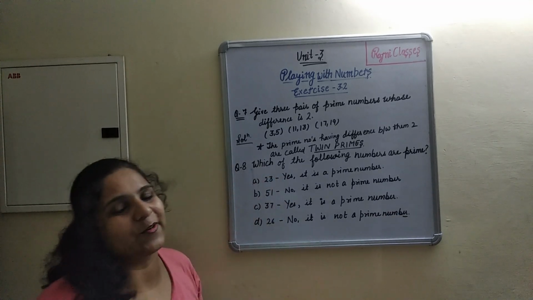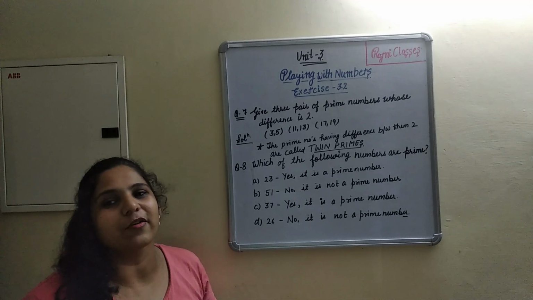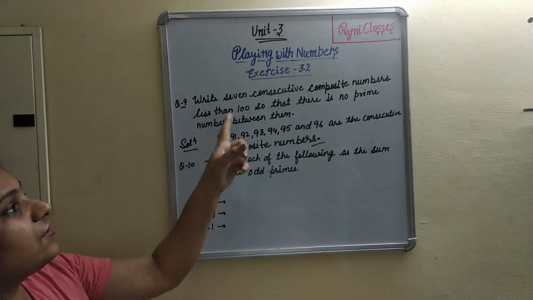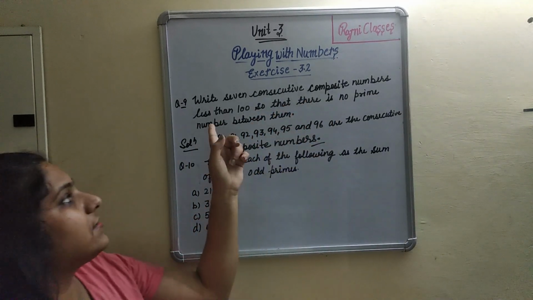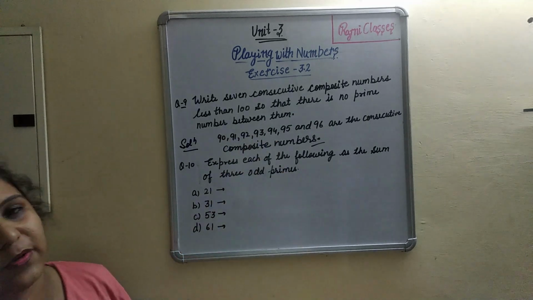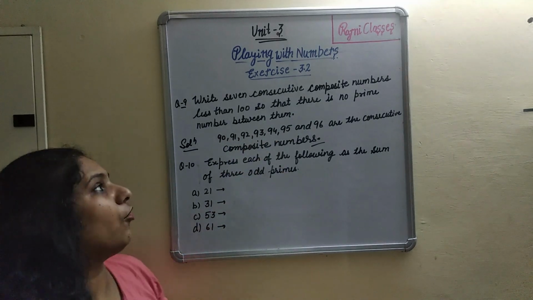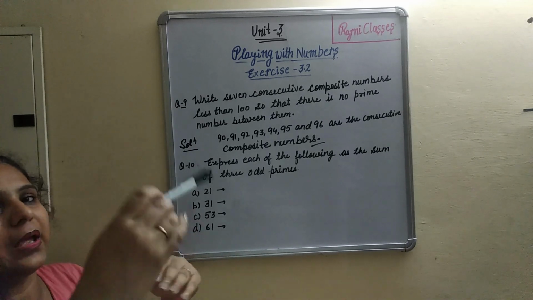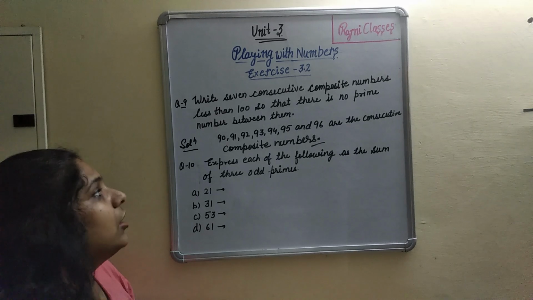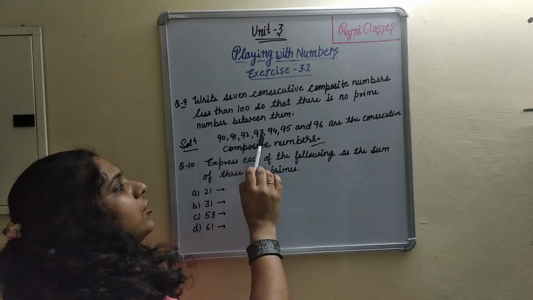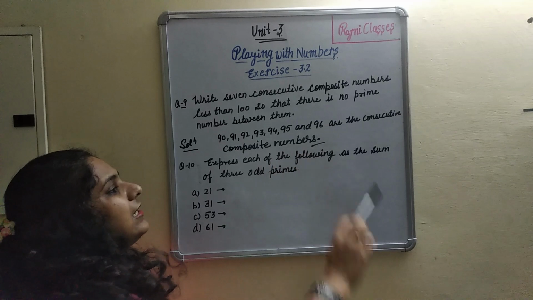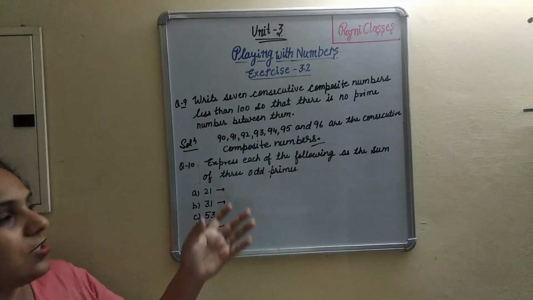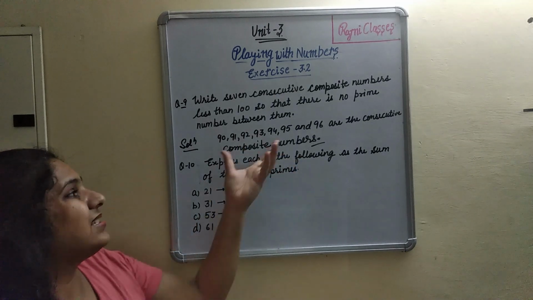And this completes our question number 8. And now come to our question number 9. Write 7 consecutive composite numbers less than 100 so that there is no prime number between them. As we made the grid of prime numbers in the previous video, we know the prime numbers and composite numbers very well. So we know that 91, 92, 93, 94, 95 and 96 are consecutive composite numbers. There is no prime number between them. That is your answer.